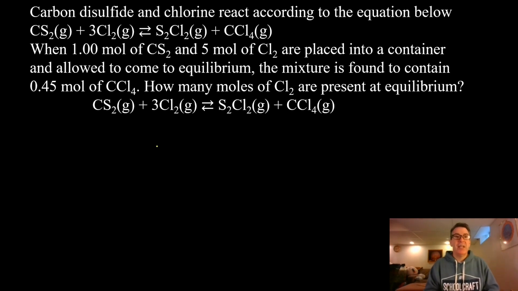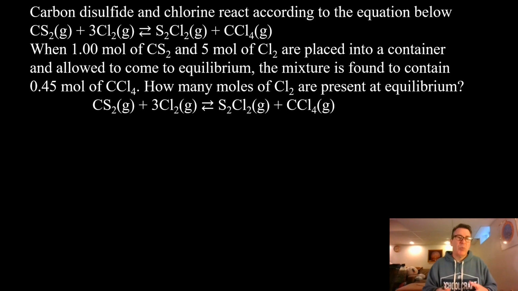All right, next, here's another reaction where they give us some initial amounts. We've got 1 mole of CS2, 5 moles of Cl2 placed into a container and allowed to come to equilibrium. So those first amounts are not equilibrium amounts. Those are starting amounts or initial amounts. The mixture is then found to contain 0.45 moles of CCl4. How many moles of Cl2 are present at equilibrium?